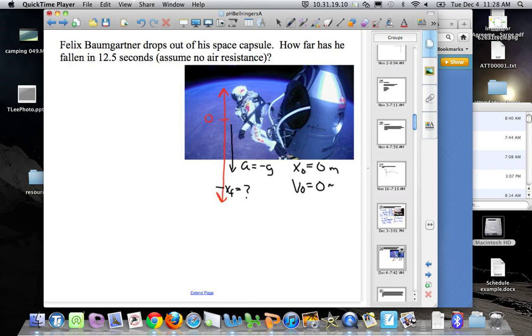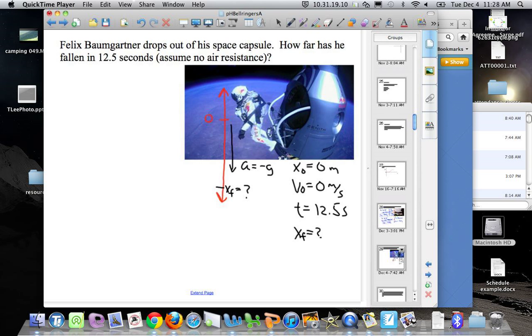We know his starting position x0 is 0 meters. His starting velocity, 0 meters per second, because it says he just drops out of the capsule, so he's not really having any initial velocity. And he's going to fall for 12.5 seconds, so that is my t, or time.